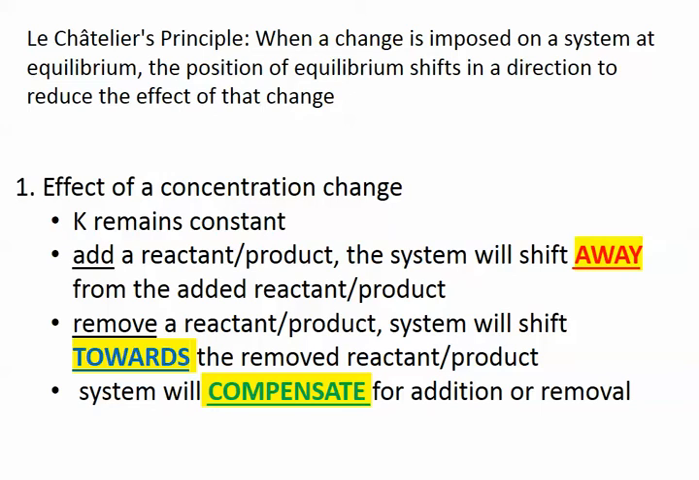So the first thing that we have is the effect of a concentration change. Our K is going to remain constant. If we add a reactant or a product, the system's going to shift away from it. Add and away both start with the letter A, so you can use that to help you remember that. If you remove a reactant or product, the system's going to shift towards it. So this is all the system trying to compensate for the change that's imposed on it.